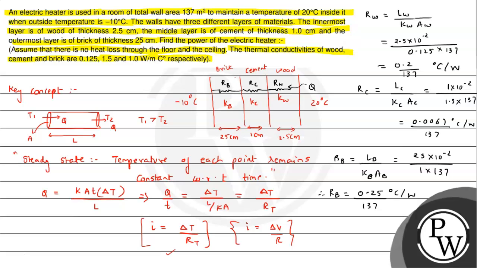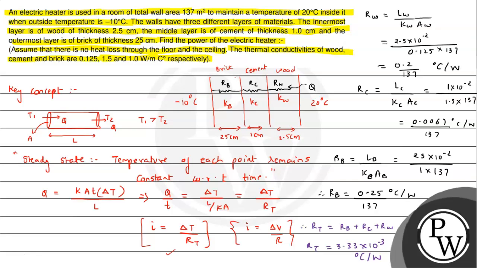सो टोटल रेजिस्टेंस हम कैलकुलेट कर सकते हैं यहाँ से. Therefore total resistance R_T will be coming out to be R_B plus R_C plus R_W. ठीक है, सो ये वैल्यू आएगी हमारे पास 3.33 × 10 raised to minus 3 degree Celsius per watt. सो ये टोटल रेजिस्टेंस हमें मिल गया.